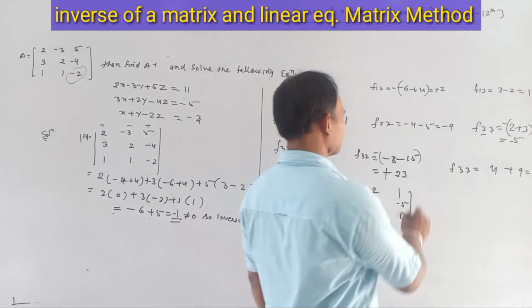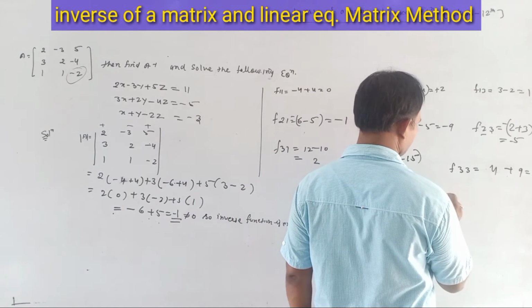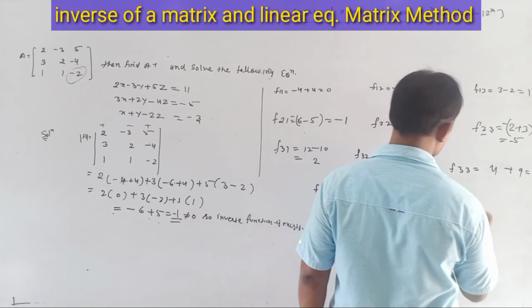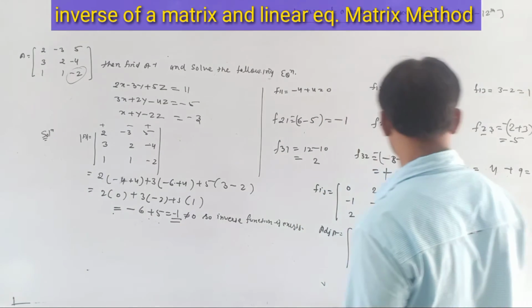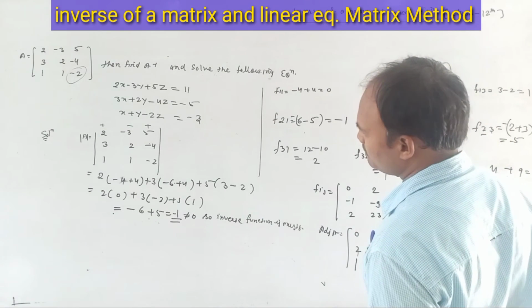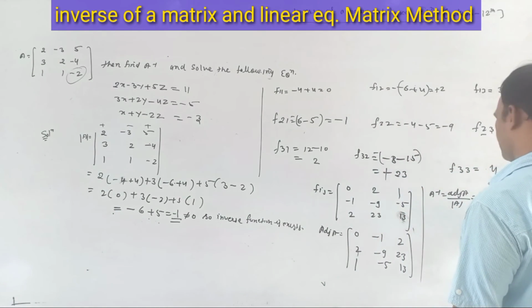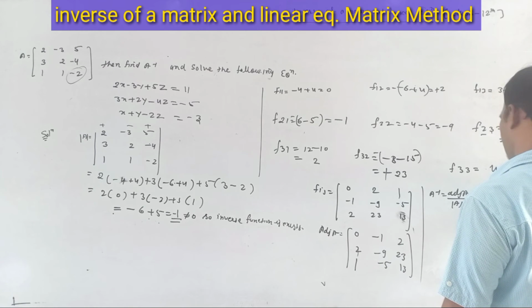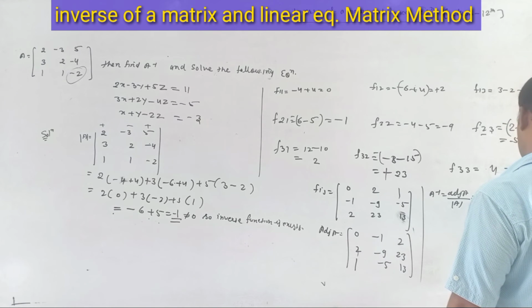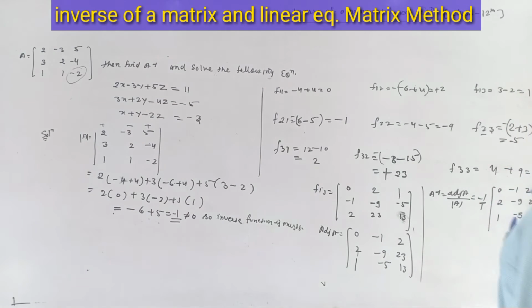Adjoint of A. Now A inverse equals adjoint of A upon determinant of A. So we can say that it is minus 1 upon 1, and the values are 0, minus 1, 2, 2, minus 9, 23, and 1, minus 5, and 13. So this is A inverse, students. So A inverse is completed.